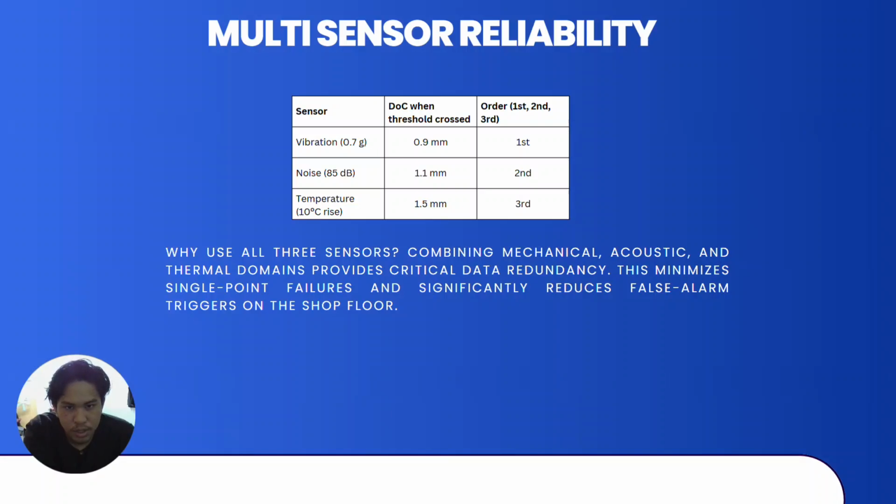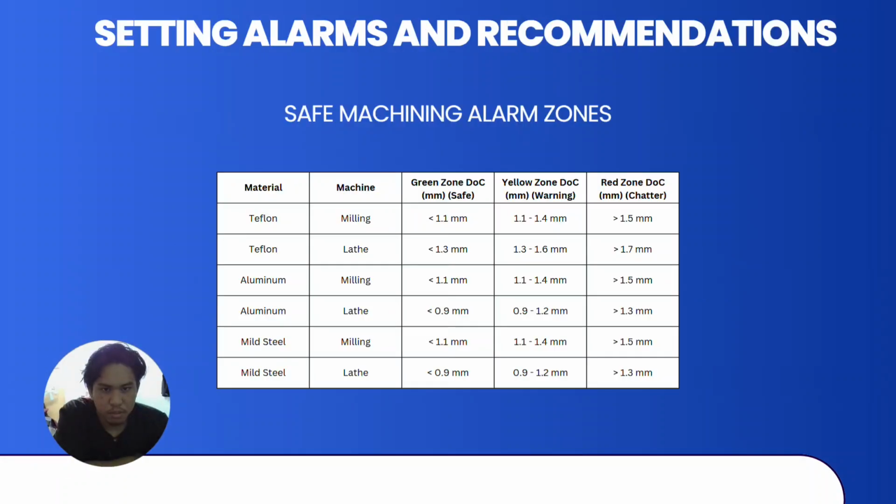Utilizing all three sensors provides invaluable data redundancy by combining the mechanical, acoustic, and thermal domains. This multi-sensor approach protects the machine from single-point sensor degradation and significantly reduces false alarm triggers on the shop floor. Based on our findings, we have calibrated distinct green, yellow, and red alarm zones for production safety.